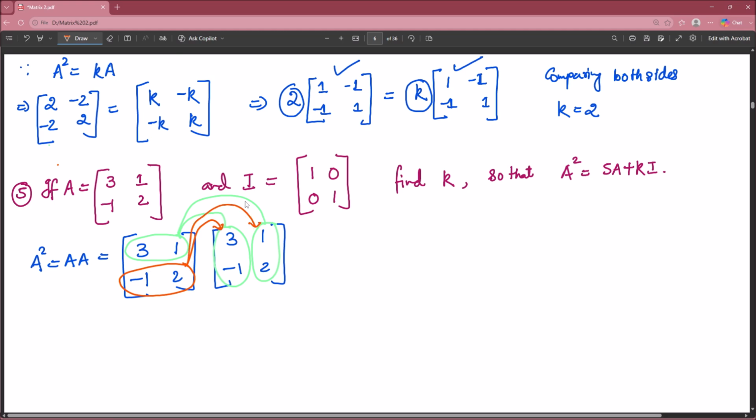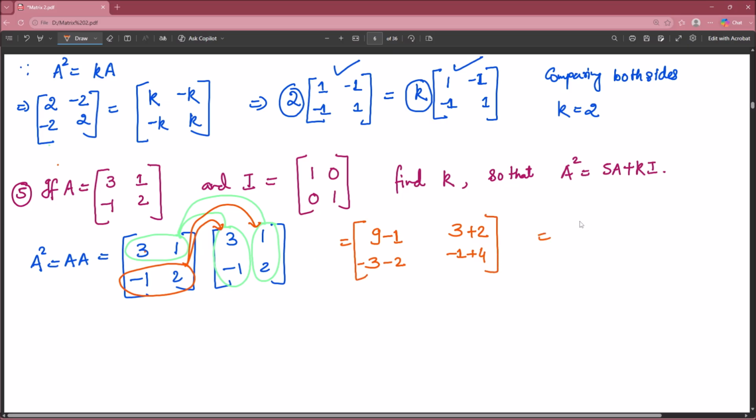So first we will write here 3 into 3 is equal to 9. 1 into minus 1 is equal to minus 1. Then 3 into 1 is equal to 3. 1 into 2 is equal to 2. Then minus 1 into 3 is equal to minus 3. 2 into minus 1 is equal to minus 2. And minus 1 into 1 is equal to minus 1. And 2 into 2 is equal to 4.